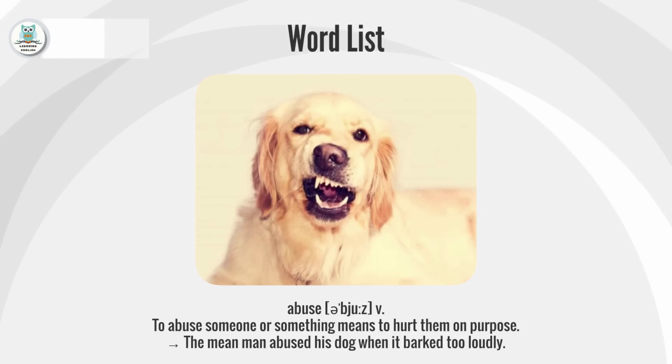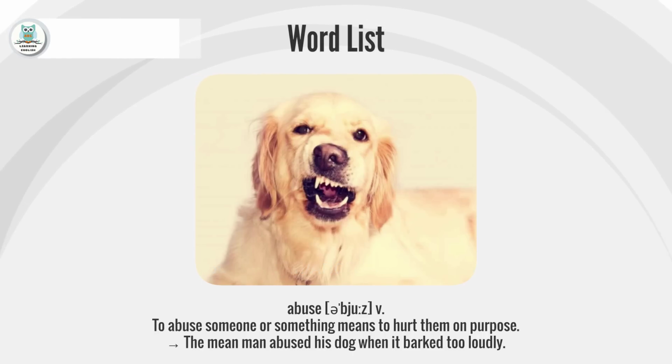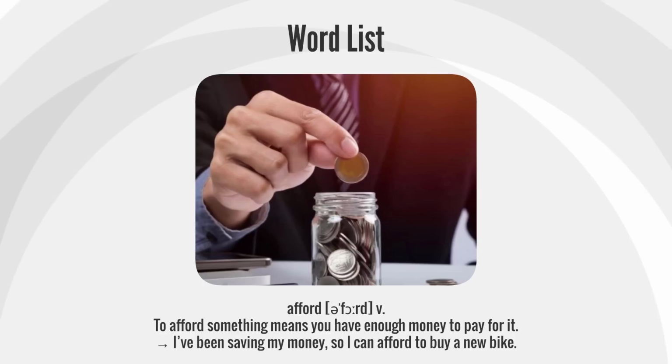Abuse. To abuse someone or something means to hurt them on purpose. The mean man abused his dog when it barked too loudly. Afford. To afford something means you have enough money to pay for it. I've been saving my money so I can afford to buy a new bike.